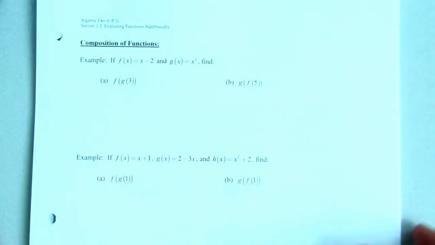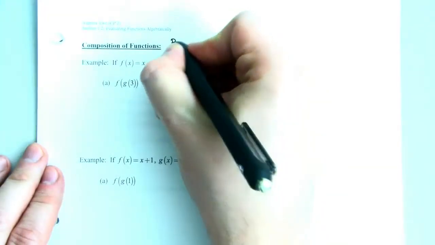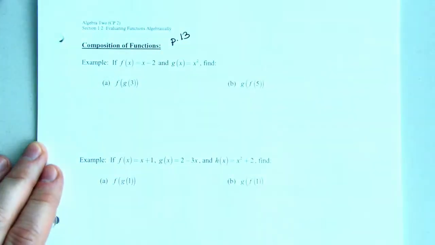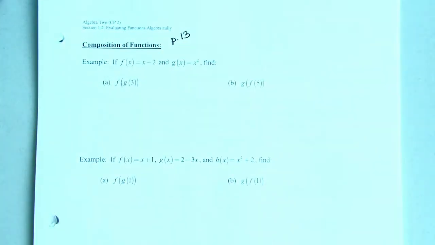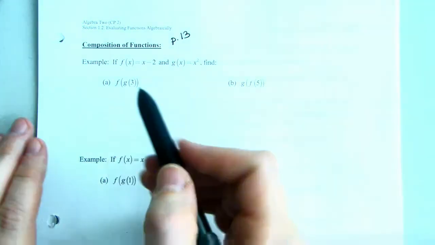So continuing in section 1.2, we're on page 13. We're going to talk about this thing called composition of functions. To compose two functions means to put one inside the other. Here's what's going on here.